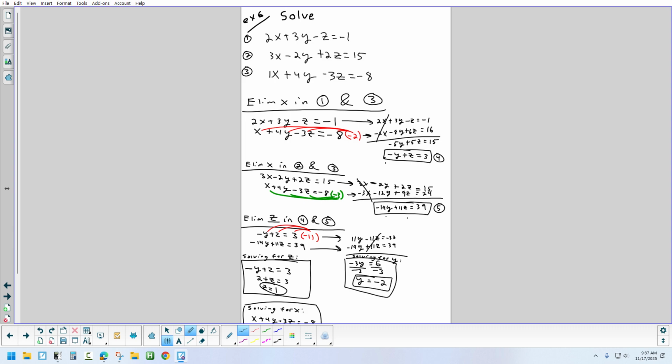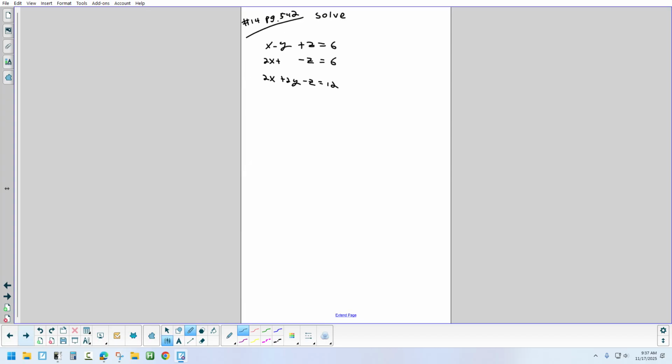So that's why this method can confuse people, because you have to pick a letter. So you have 3 choices there, x, y, and z. And then you have to pick 2 equations. You want to use 1 and 3, you want to use 1 and 2, you want to use 2 and 3. There's all different combinations you can use. So there's all these choices.